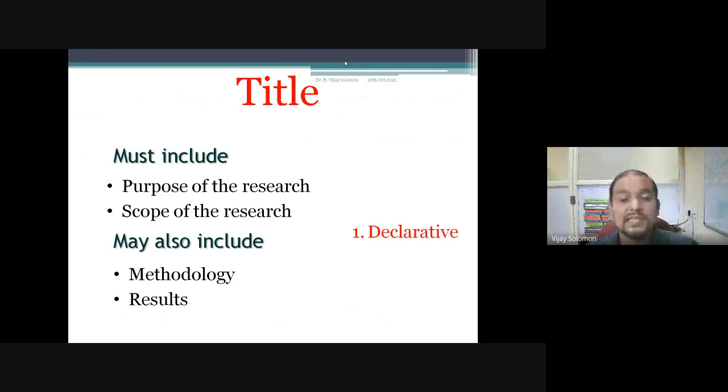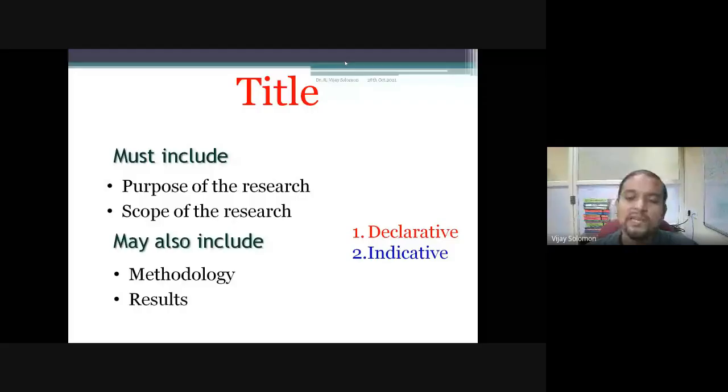Titles can be classified into 3 categories. It can be declarative, a statement which declares what is there in the manuscript, or indicative, giving an indication about what the manuscript is. That can also be there. And interrogative, it can be in the form of a question where the answers are present in the study. So there are 3 types by which you can classify titles.